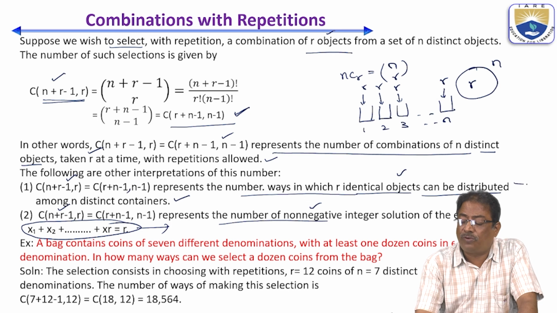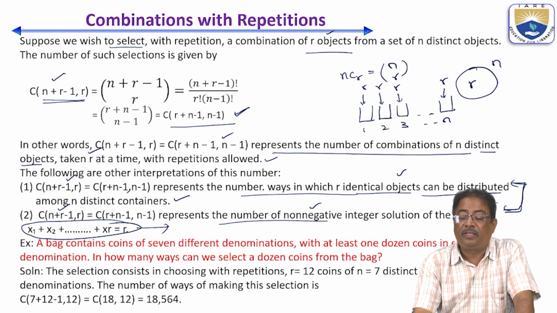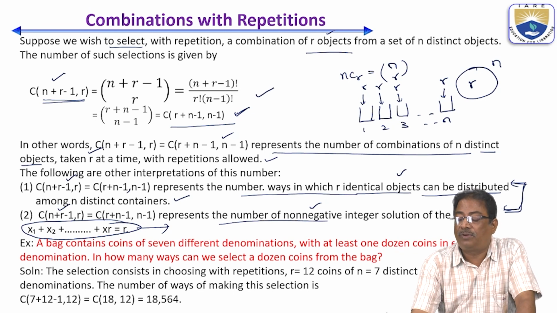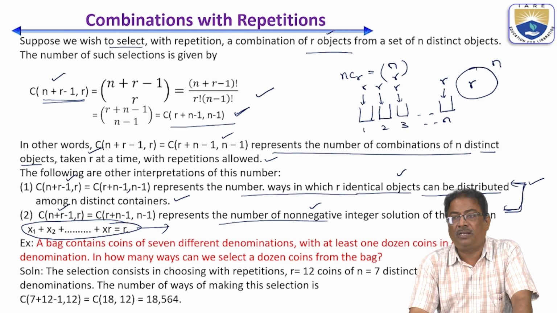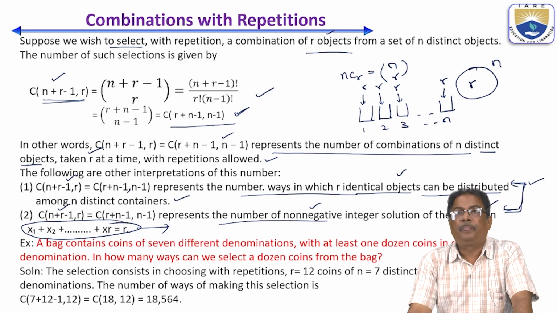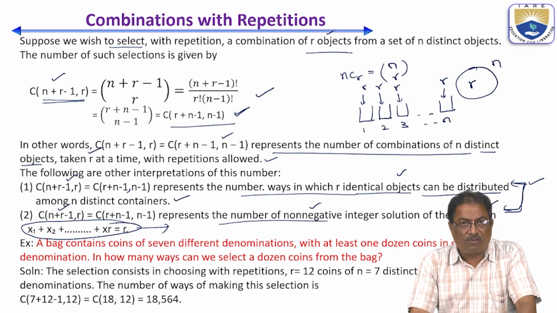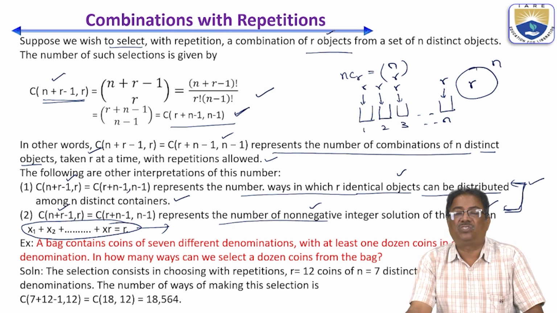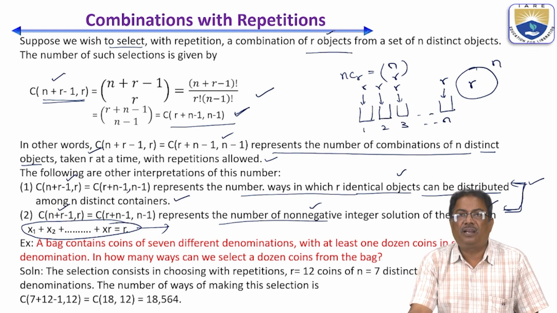So in these ways, we can either take this formula and solve problems related to the first case, or solve problems related to the second case. This is how we solve problems based on combinations with repetitions. In the next class, we are going to discuss some problems related to combinations with repetitions.